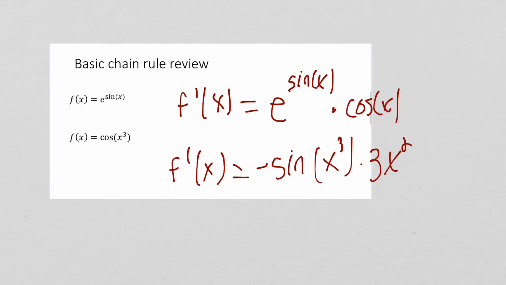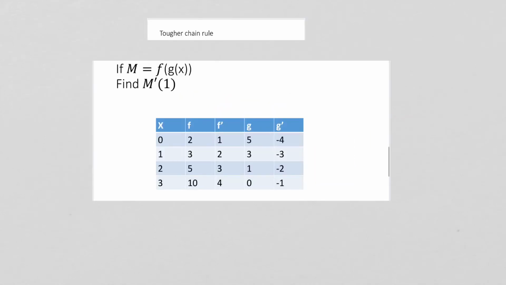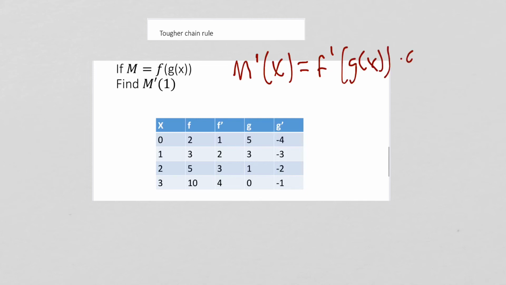Okay, so that's our basic chain rule review, and now we're going to make it harder by working with tables. So we have m equals f of g of x, and we want to find m prime 1. So what we have to do is define m prime first. M prime x equals, well, it's the derivative of the outside function f, leave the inside function alone, then multiply by the derivative of the inside.